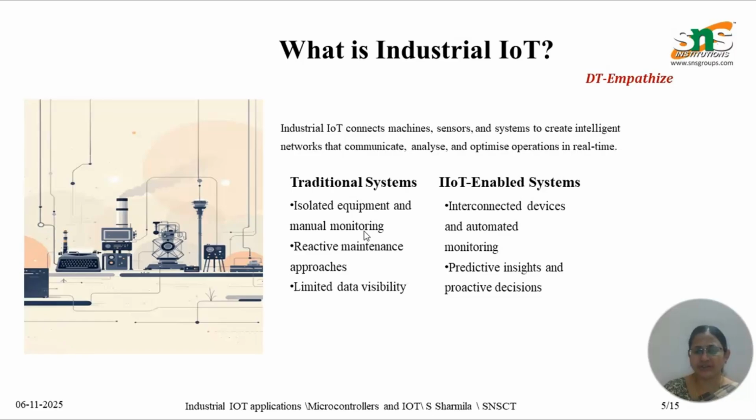In contrast, IIoT connects machines, sensors, controllers and cloud platforms into an intelligent network. These connected devices continuously gather, analyze and share data. This enables automated monitoring, predictive insights and real-time optimization of industrial operations. The result: industry shifts from reactive to proactive management.